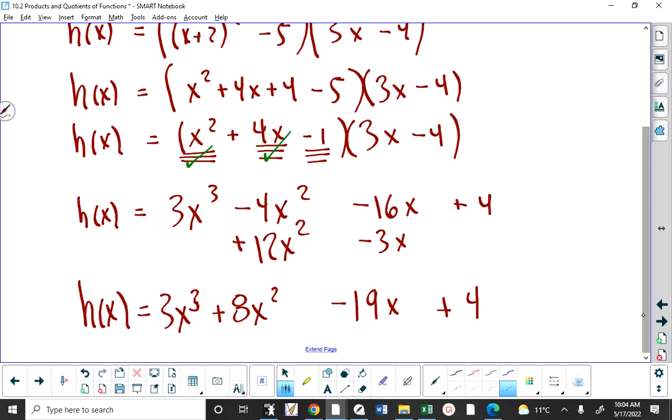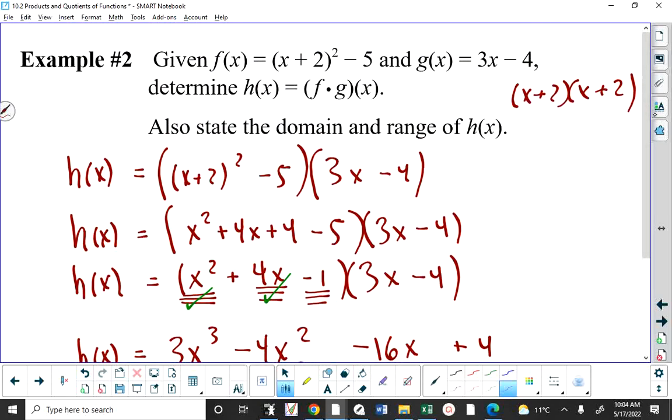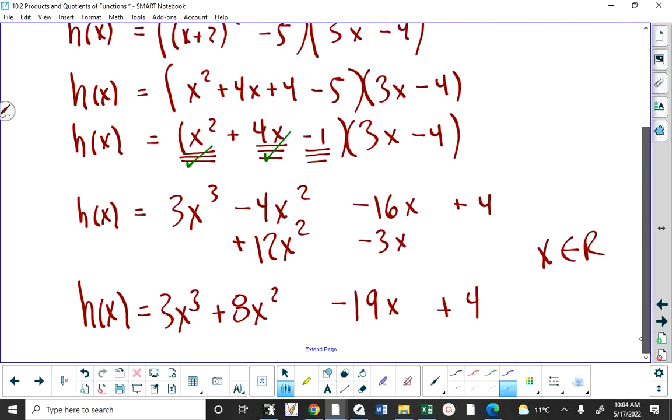What is the domain of this function? Well, if you look at the original two functions, f of x is a quadratic function. It's a parabola with a domain of any real number because that's what parabolas have for a domain. G of x is a linear function. The domain of that is any real number. So the common domain is any real number. But you didn't need to do that because if you look at h of x, it is a degree 3 polynomial function. It goes on forever in both directions.